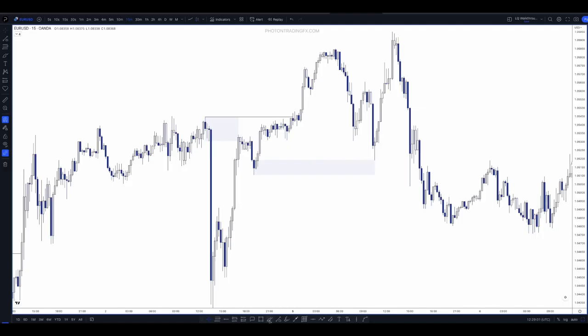Okay, and what do you want to know if it swept liquidity? Anything in the reaction leg, was there any lows in there that got swept? Yes, we came down, we came up, we came down, right? So we swept the liquidity below that low there.